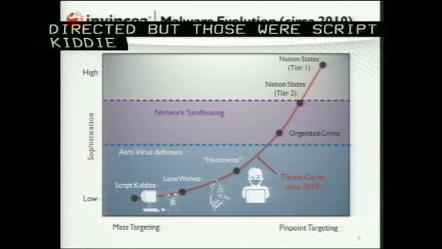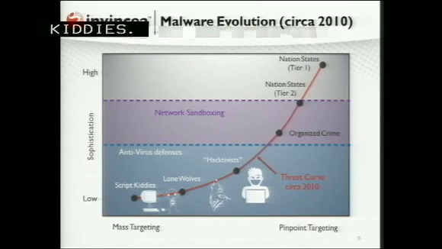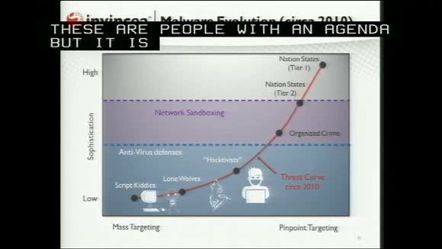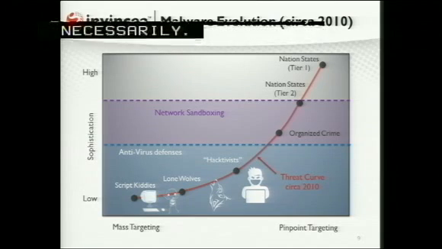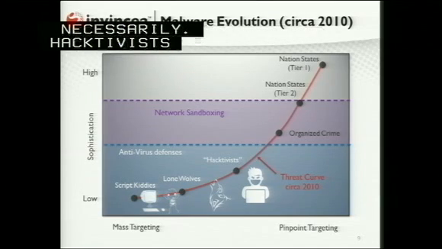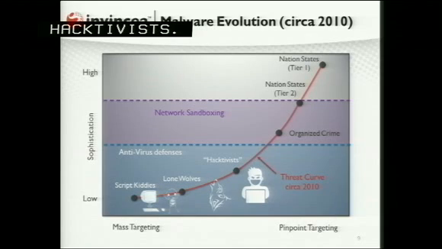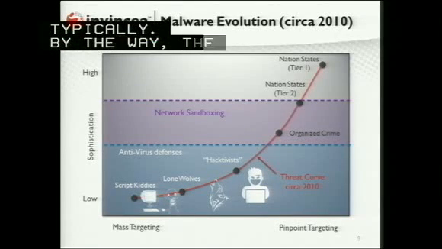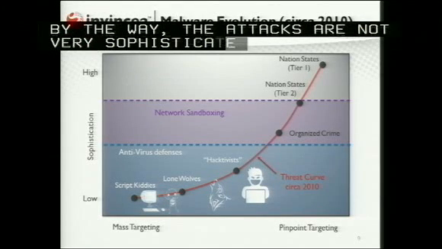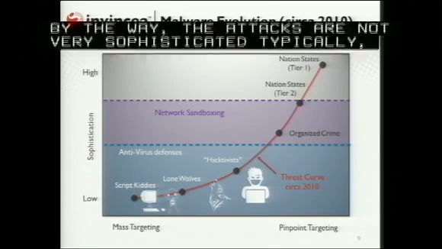Hacktivists, we've seen a lot of that, right? So these are groups with a political agenda, right? And Anonymous is a well-known one, but there are several of them out there. What they will do is they will target organizations because they disagree with them politically, typically. And by the way, their attacks are not very sophisticated, typically, because these are politically motivated people more than they're technical experts. But they will join denial of service attacks to bring them down.